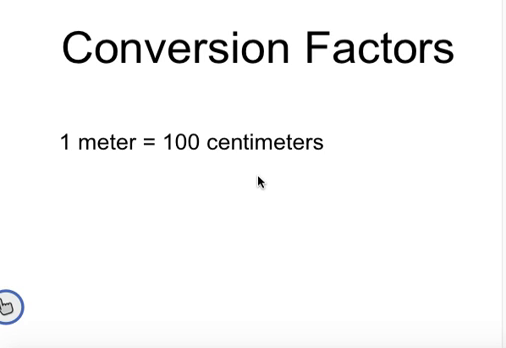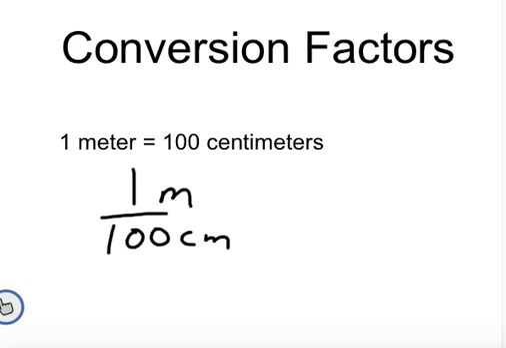So, first thing we're going to talk about here before we actually get to anything else, we got to talk about something called a conversion factor. Now, a conversion factor here simply states a relationship. So if you take a look here, 1 meter equals 100 centimeters, which is true. Now, a conversion factor is simply a fraction, like so, where 1 meter equals 100 centimeters.